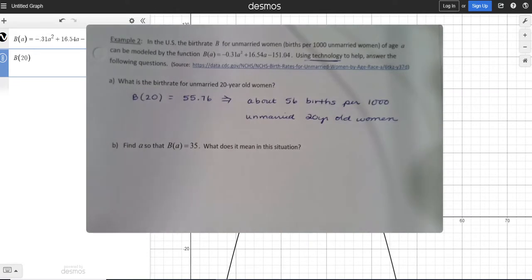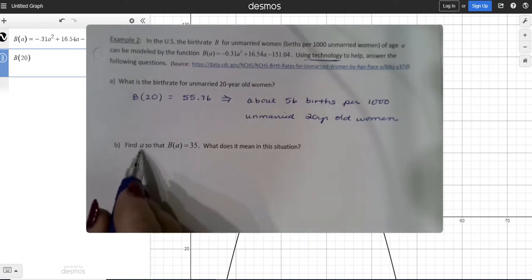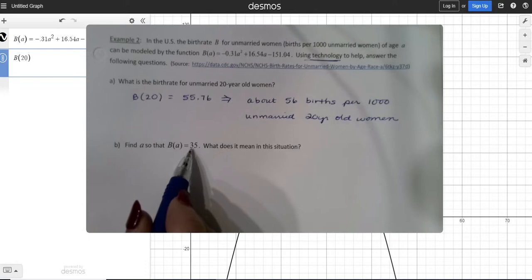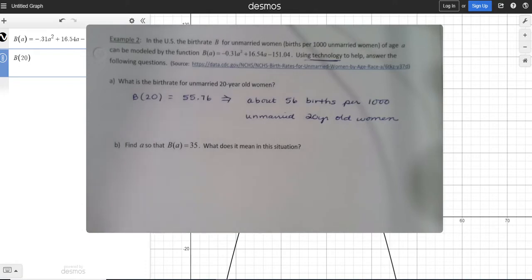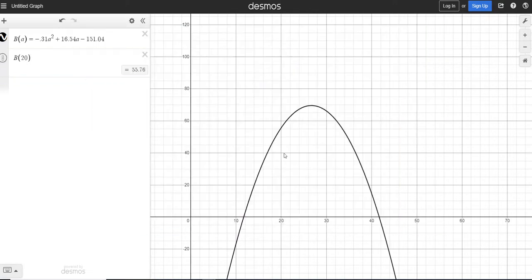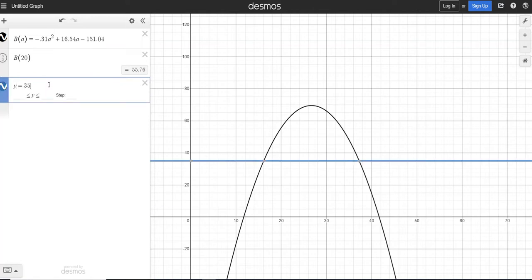All right, the next question. This time we want to find the age. We want to find A so that B of A equals 35, and then we'll talk about what that means. So this time I want the B value to be 35. I'm looking for 35, which is somewhere right about in here. You can see it's going to happen a couple of times. The easiest way to pinpoint that location is to add the line y equals 35 to my graph, and then I can locate exactly where we're at.